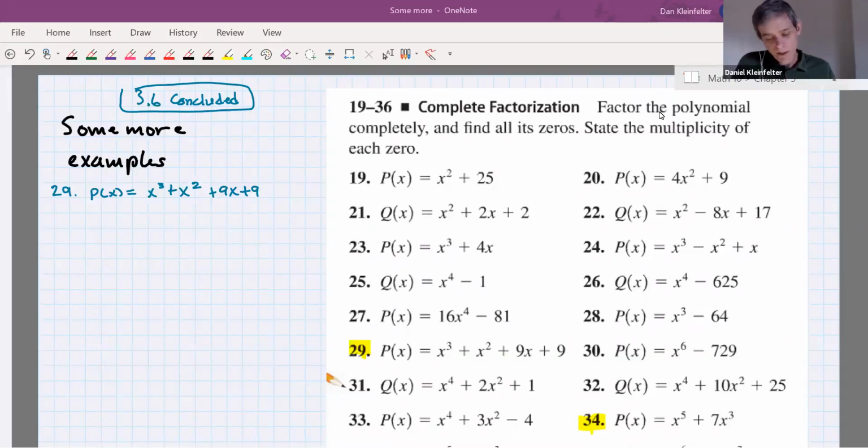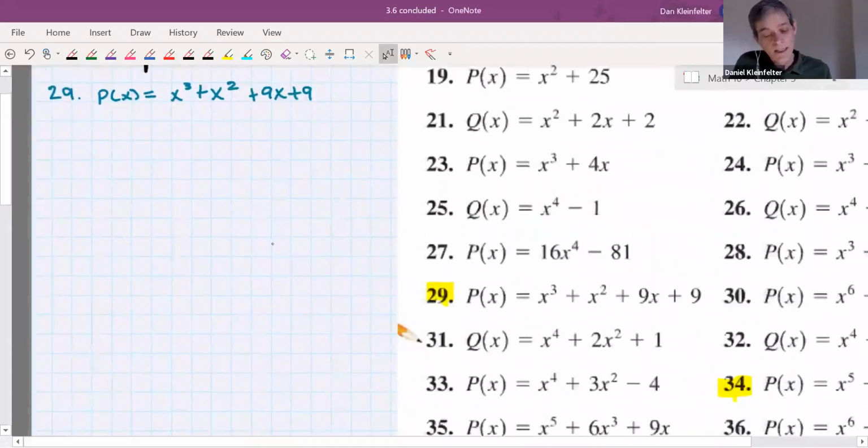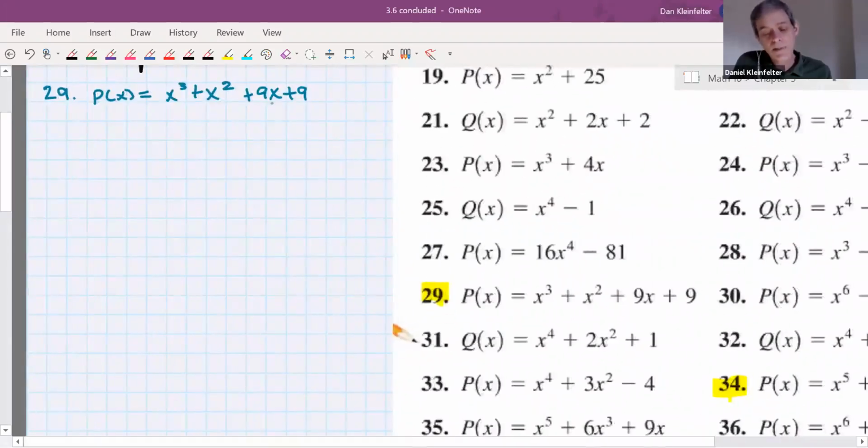In these first two examples, we're going to be factoring polynomials. The directions say factor the polynomial completely and find all its zeros. State the multiplicity of each zero. So I figured we would start with number 29 here. This one will be x cubed plus x squared plus 9x plus 9. This one is degree 3. We're going to expect 3 zeros and 3 linear factors.